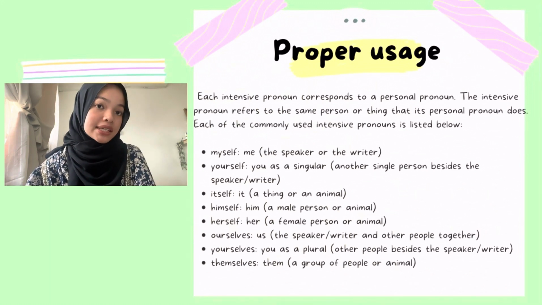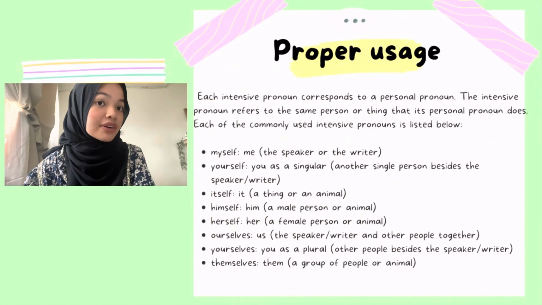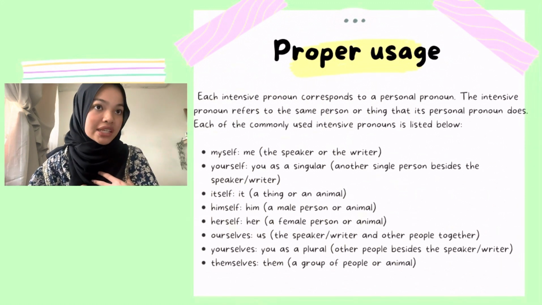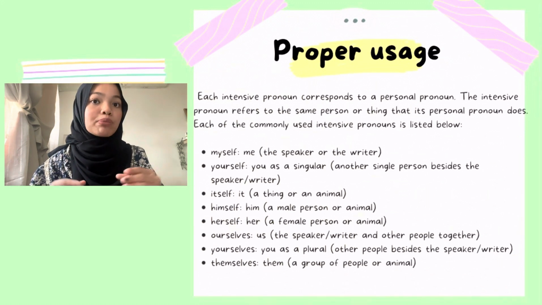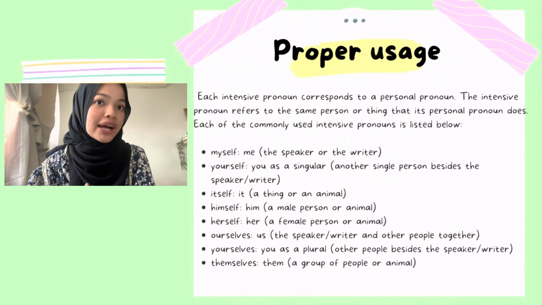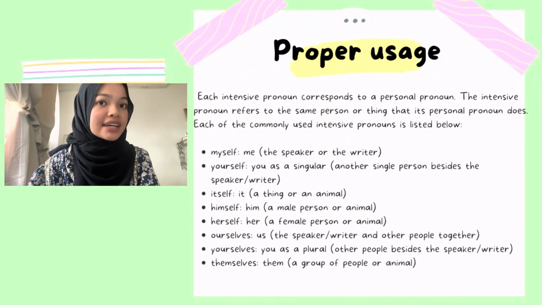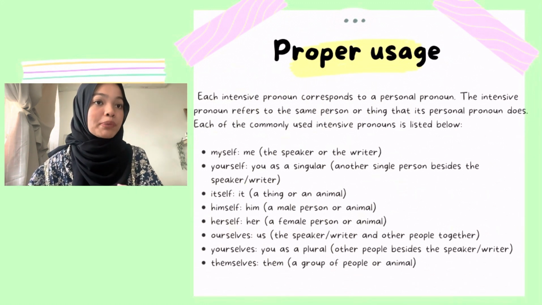And then this third one is itself. It may be a thing or an animal. And then himself, him, a male person. Herself, her, a female person. Ourselves is the speaker or the writer and other people that are together, plural. Yourselves, you as a plural, which is other people besides the speaker or the writer. And then themselves, them as in a group of people or animals.